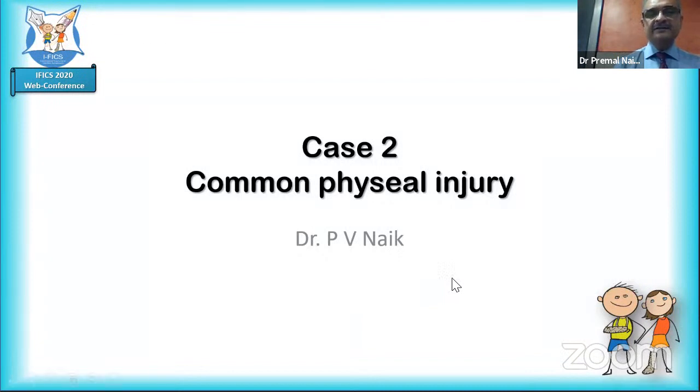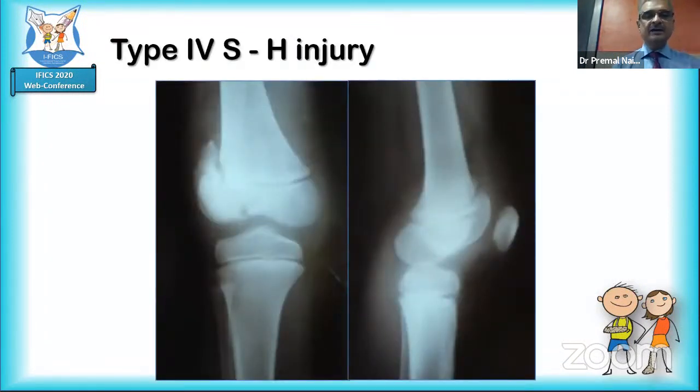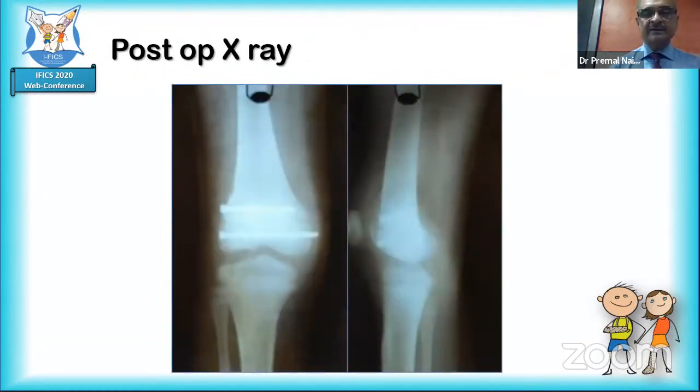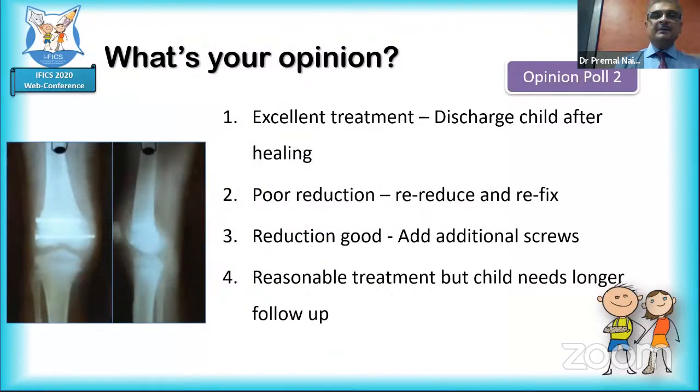This is a common physeal injury. This is a type of Orthopaedic injury, a minimally displaced fracture. And this is the post-operative X-ray. So this was treated with closed reduction and percutaneous screw fixation. I want you to comment on this type of fixation. Ashok, can we have the second opinion, please? What do you feel? Is this an excellent treatment, and would you discharge the child once you get bony healing? Do you think this is a bad reduction, and will you re-reduce it? Do you think this reduction is good, but fixation requires some additional screws and more compression? And what do you feel? This is a reasonable treatment, but this child needs longer follow-up.